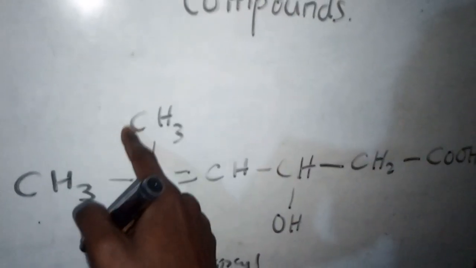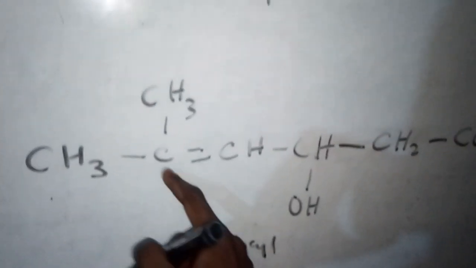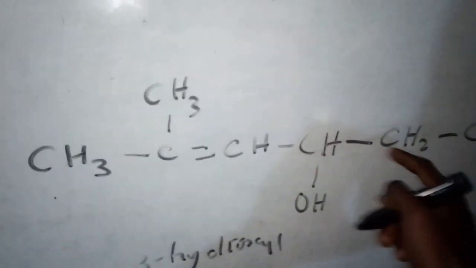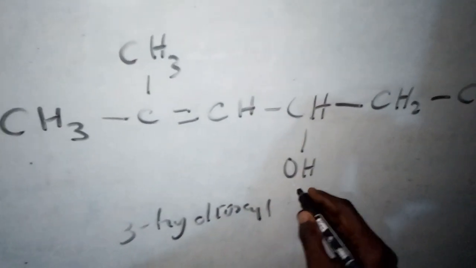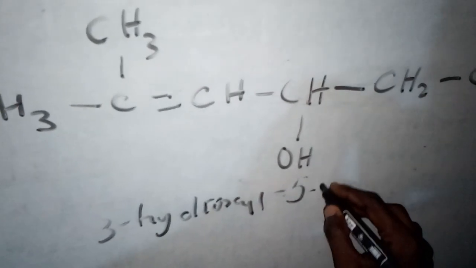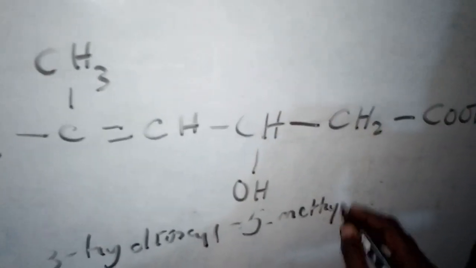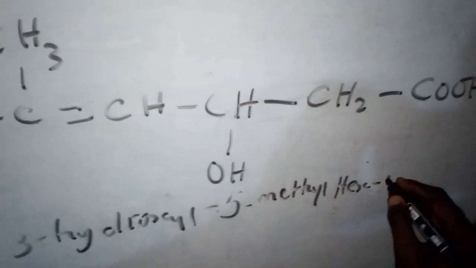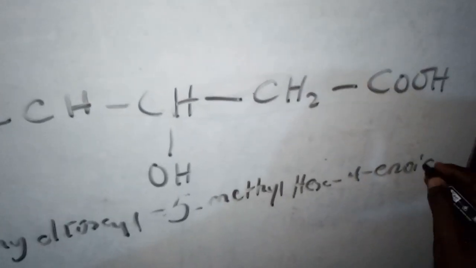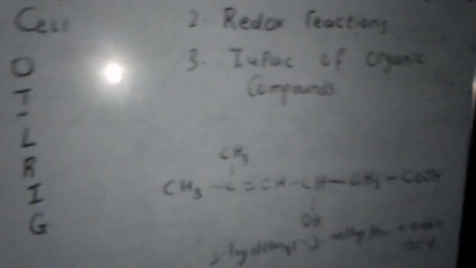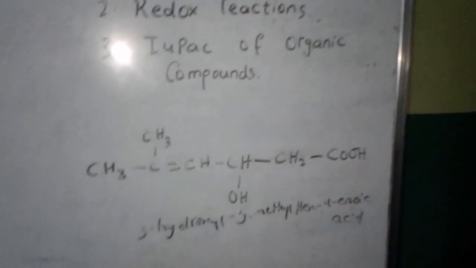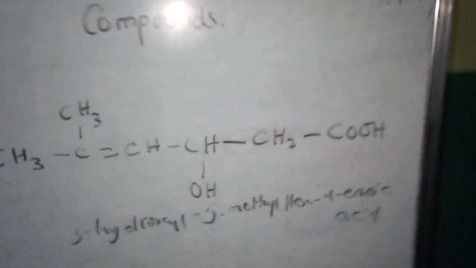Which other functional group am I having? Anything apart from carbon and hydrogen is a functional group. So CH3 is methyl, a functional group. So 3-hydroxy, and this methyl is on the 1, 2, 3, 4, 5, the fifth carbon atom. 3-hydroxy, 5-methyl, hex-4-enoic acid. Straight up: 3-hydroxy-5-methylhex-4-enoic acid.